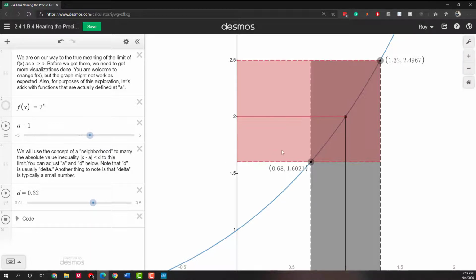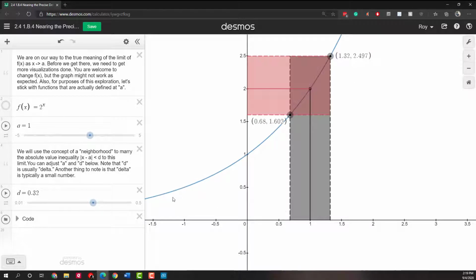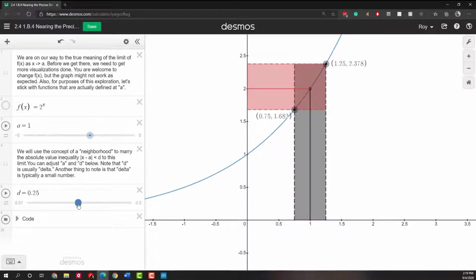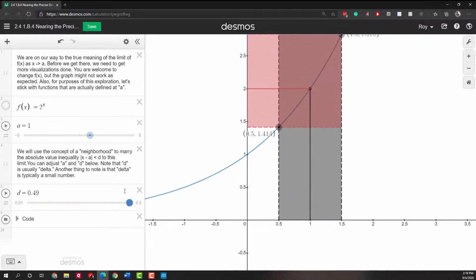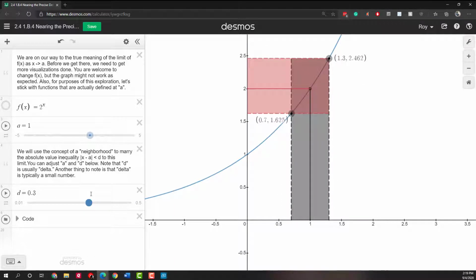So we have to tighten up that language a little bit. But still, I hope you get the idea. As x gets really close to 1, y's get really close to 2. That's the layperson's definition. Okay. Let's tighten it up one last time.